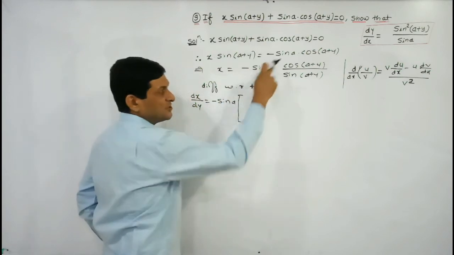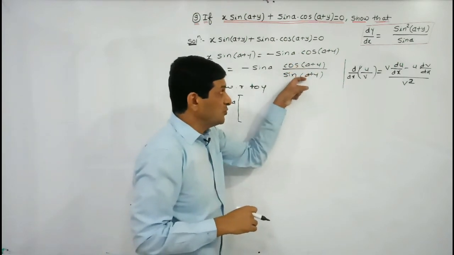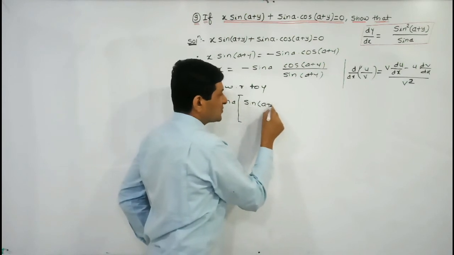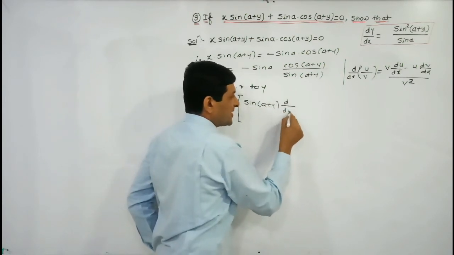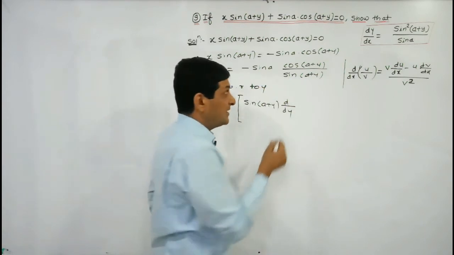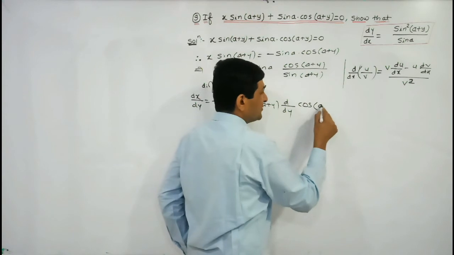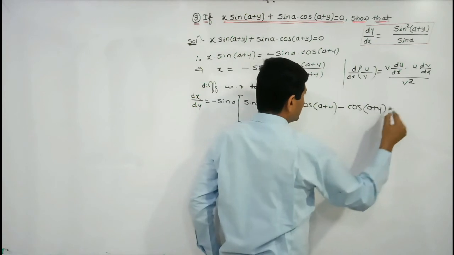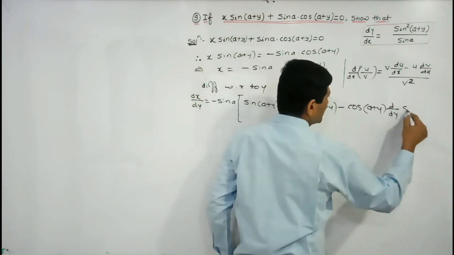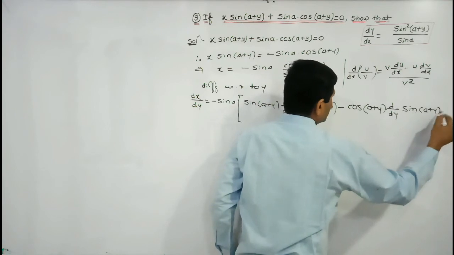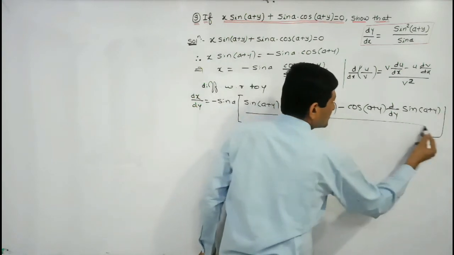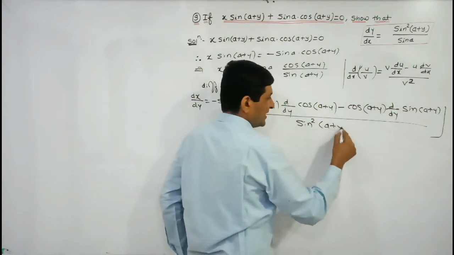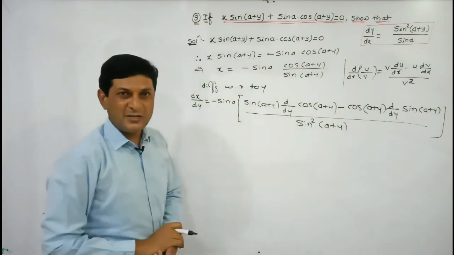Now we are finding differentiation of this term applying quotient rule, means u upon v. According to quotient rule, keep v as it is. V as it is means sin(a plus y) as it is, into derivative, but we are differentiating with respect to y, so write down d by dy into derivative of u, means derivative of cos(a plus y), minus u as it is, means cos(a plus y) as it is, into derivative of v, means derivative of sin(a plus y). Just simply we have substituted the values in the quotient rule, and according to quotient rule the denominator is square of v, which is sin(a plus y), so square of v. We have substituted the values in the quotient rule.